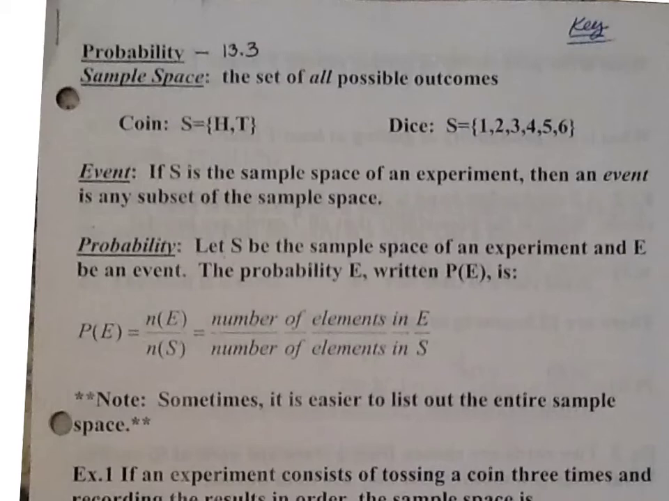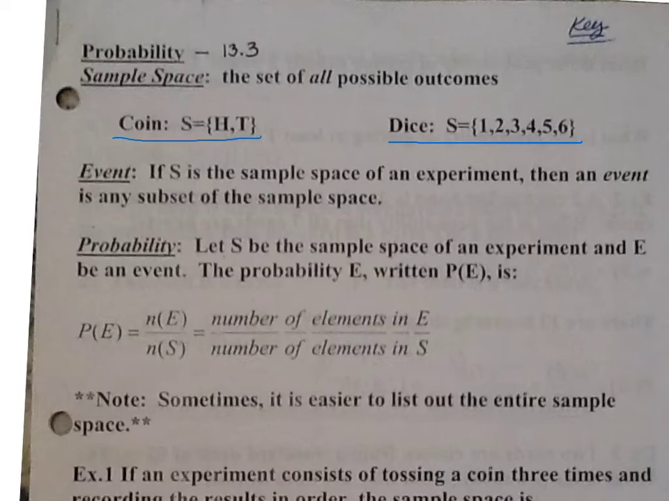Okay, we're going to try to finally get around to probability in section 13.3, and let's get some vocab out of the way first. When I say sample space, that means it's a set of all possible outcomes. So what I have here is two kind of simple ideas. If you're tossing a coin, the sample space would be heads or tails. If you're tossing a dice or die, the sample space would be 1 through 6.